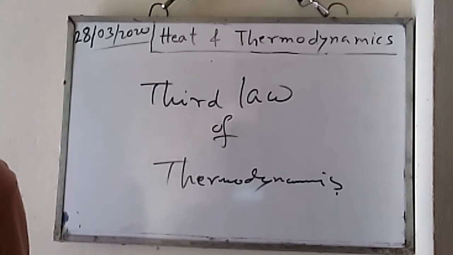Entropy of a system at absolute zero is a well-defined constant. So entropy is a constant, and this constant is zero. Because at absolute zero temperature, minus 273 degrees Celsius, a system has no heat energy. Therefore, if it has no heat energy, the entropy, meaning disorder, will also be zero, and this zero is a constant. This is the third law of thermodynamics.